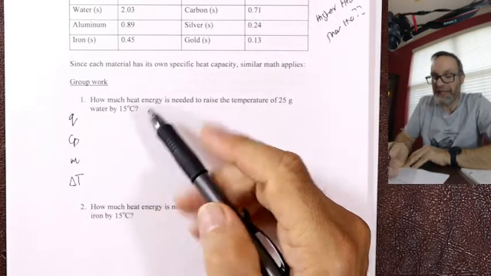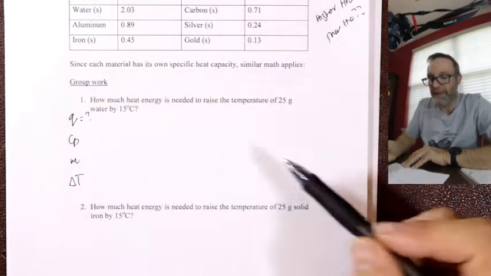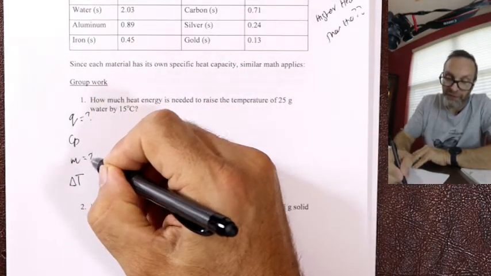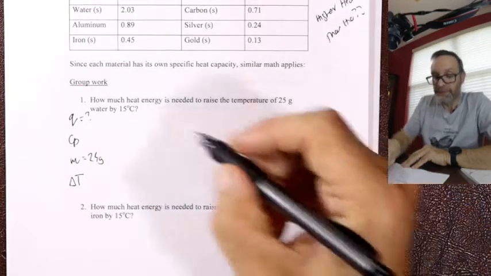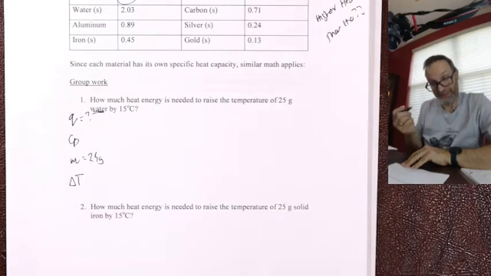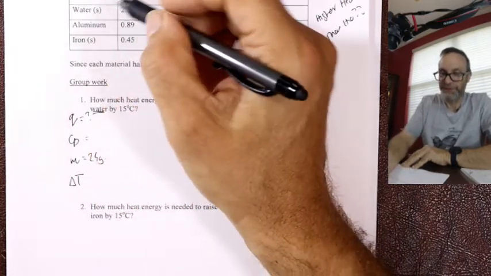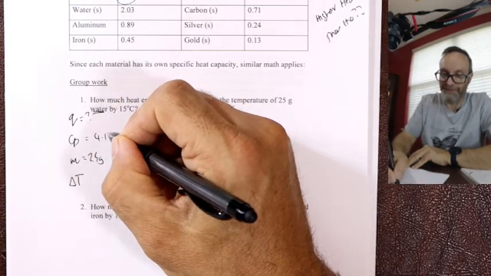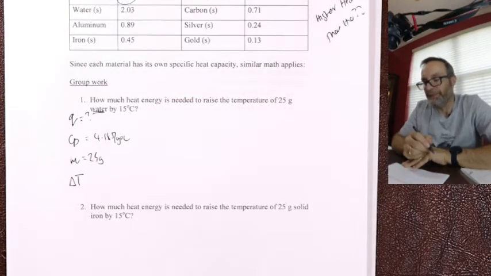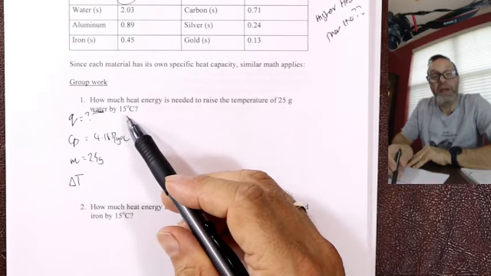So, how much heat energy, what's Q, is needed to raise the temperature of 25 grams of water? This will be on the data sheet. So when it says the identity of the stuff, you can look up its heat capacity. And again, leave units in. Raise the water by 15 degrees C.